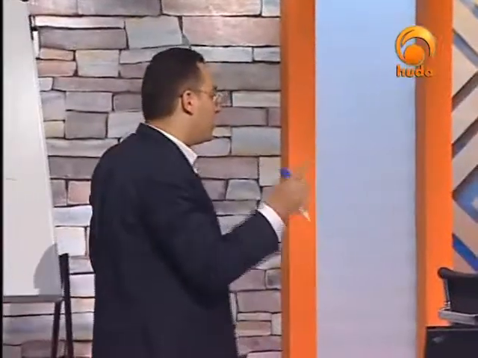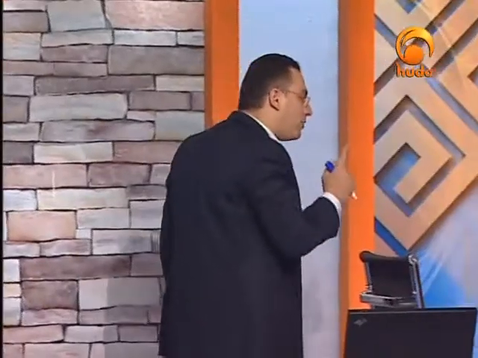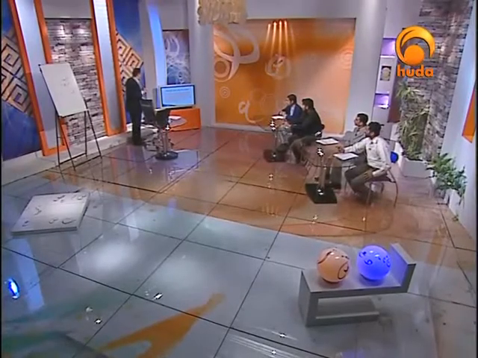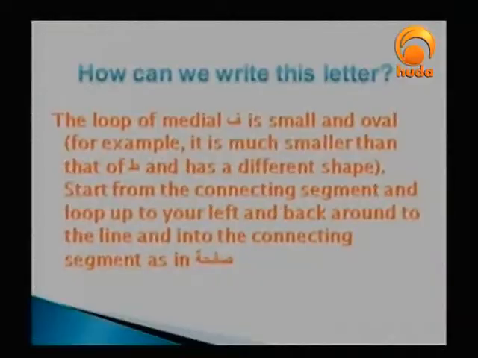Now let me just move on here to the medial position. Let me just read the slides. It says, the loop of medial f, or fa, is small and oval. For example, it's much smaller than that of ta and has a different shape. Start from the connecting segment and loop up to your left and back around the line into the connecting segment. Let me just give you one example here.